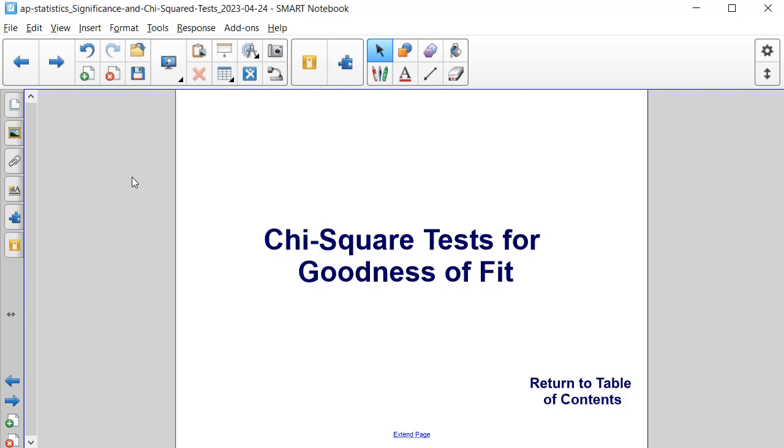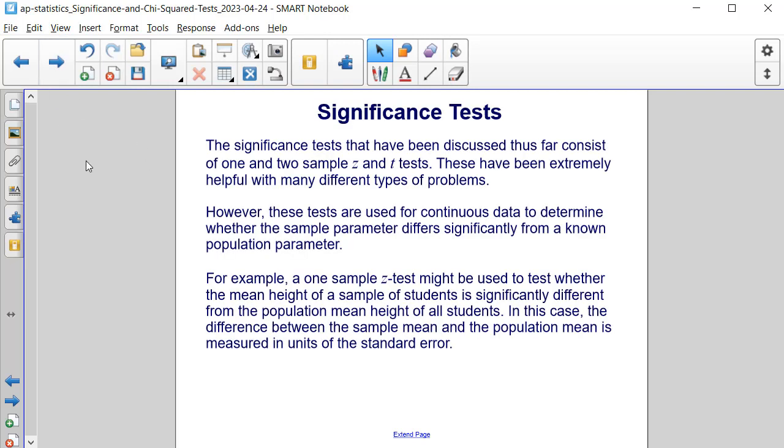Chi-square tests for goodness of fit. The significance tests that have been discussed thus far consist of 1 and 2 sample Z and T tests. These have been extremely helpful with many different types of problems.